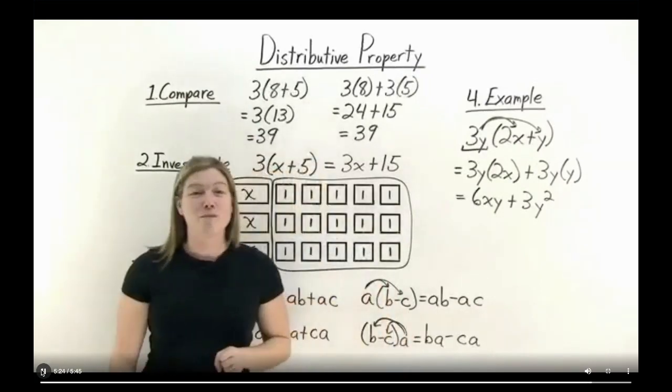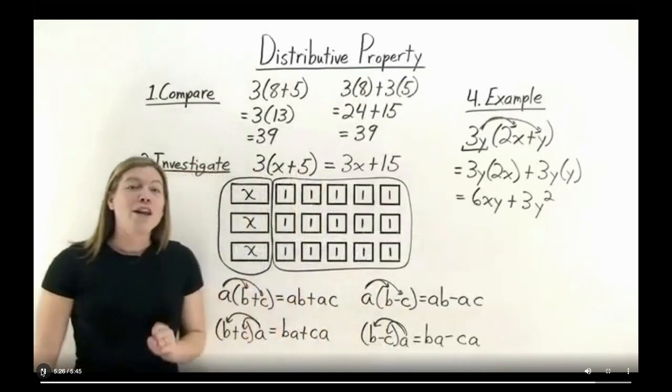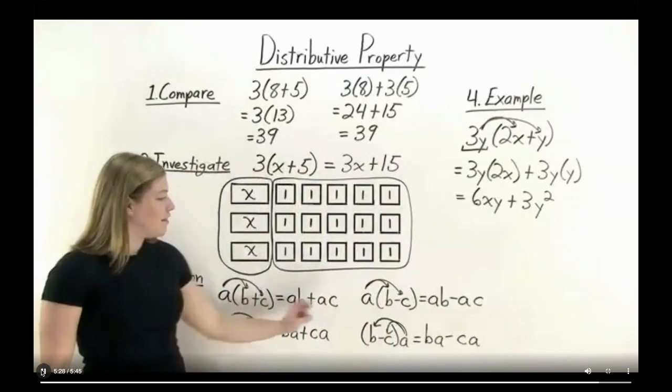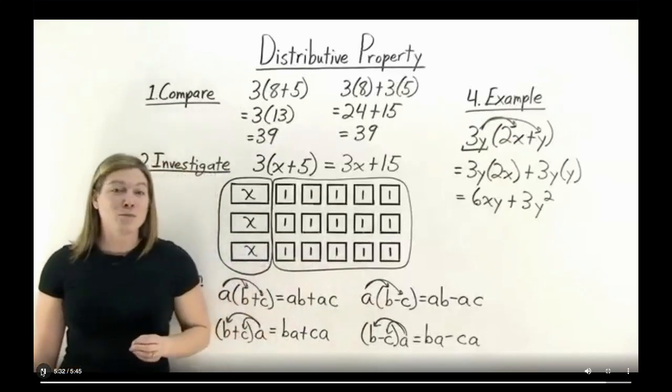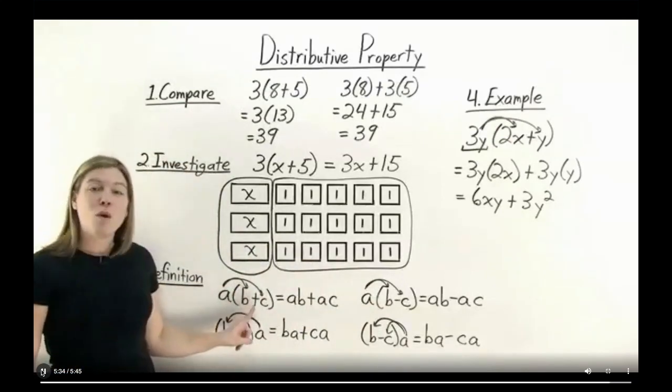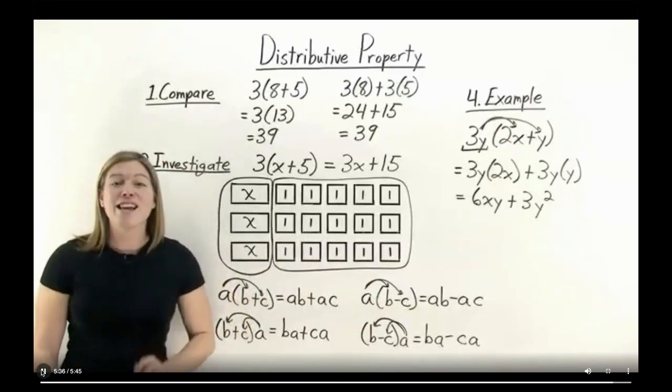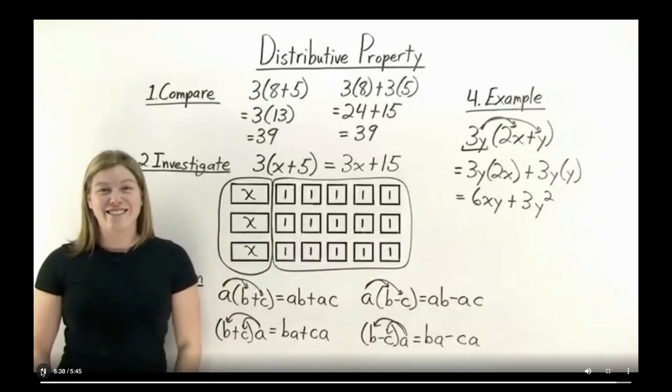So, now we know about the distributive property. When you're multiplying a quantity by a sum or a difference, the distributive property lets you rewrite the expression by distributing the quantity and multiplying it by each term inside the parentheses.